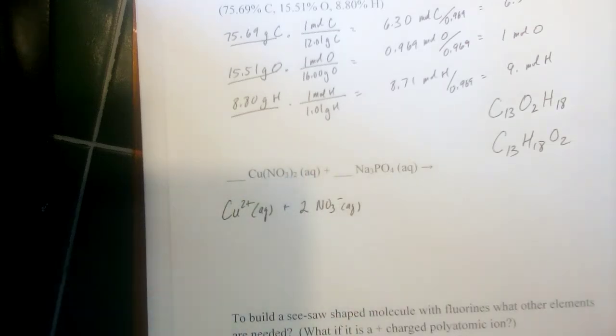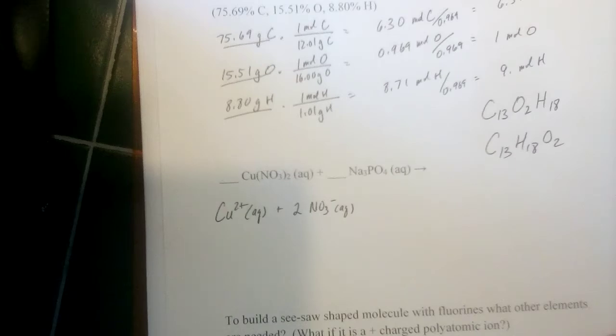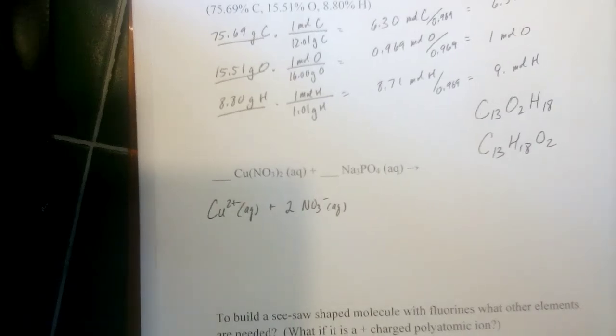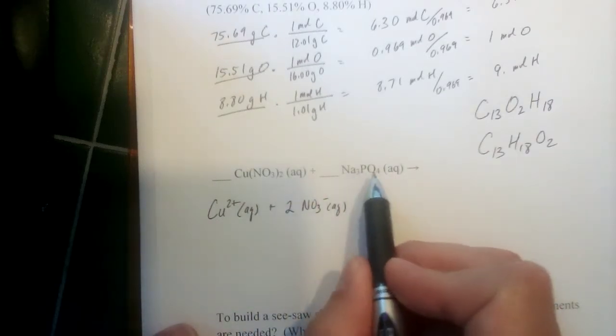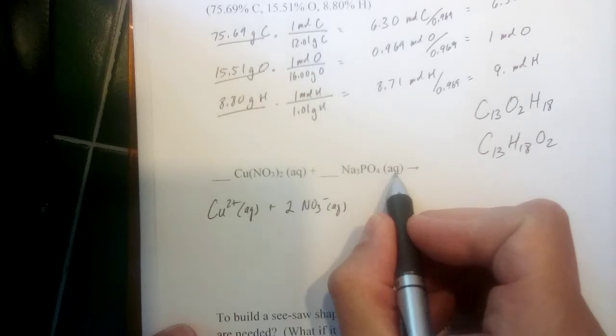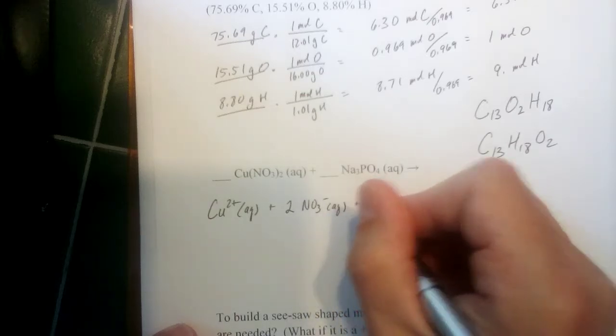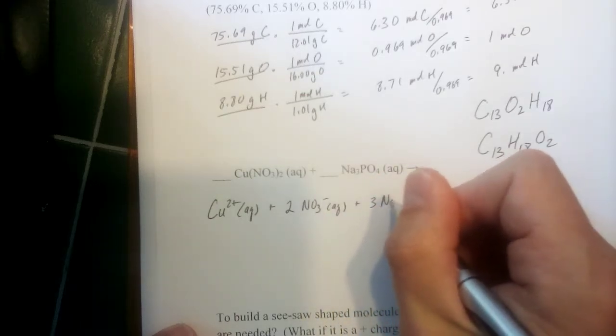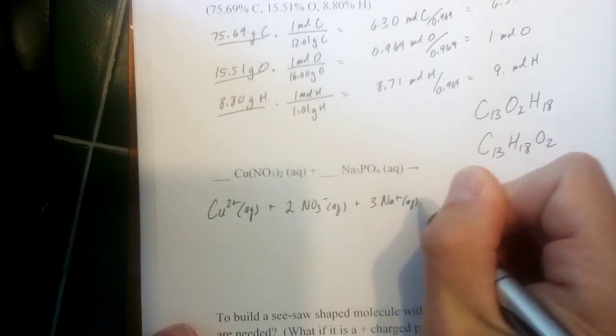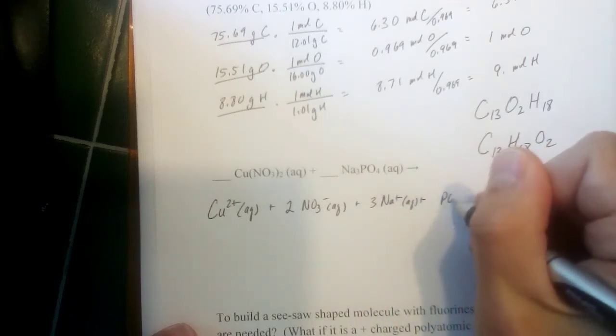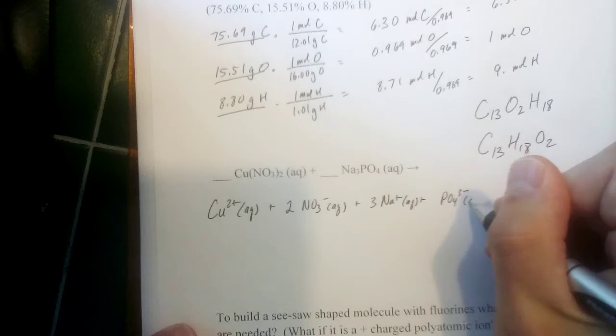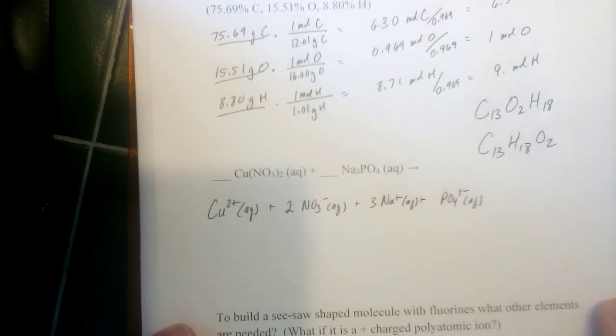Now, I've got coefficients here from the formulas. Those won't necessarily stay throughout the equation. That's definitely something you need to keep in mind, is you may have to adjust the coefficients here for all of your components. Sodium phosphate, that's also dissolved in the water, so that will break into sodium cations and phosphate, that's a polyatomic ion, so that's going to stay together in solution. There'll be one of those in the solution here as well.